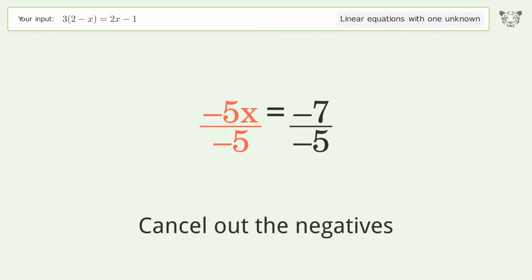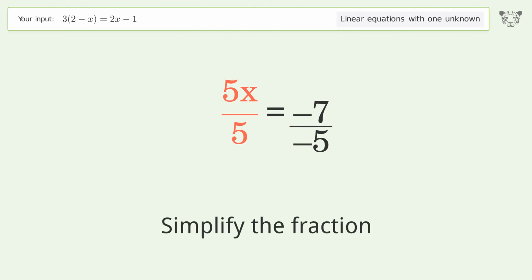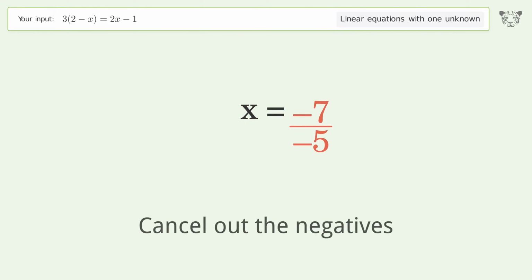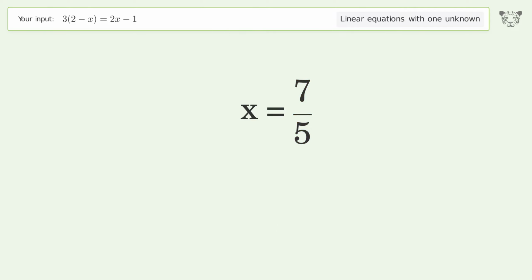Cancel out the negatives. Simplify the fraction. Cancel out the negatives. And so the final result is x equals 7/5.